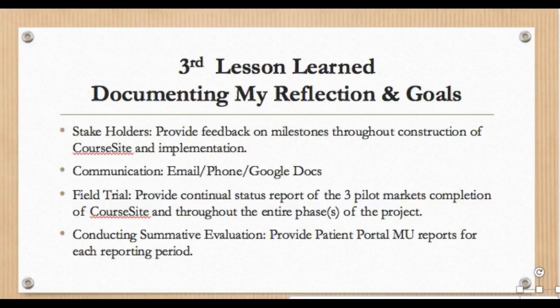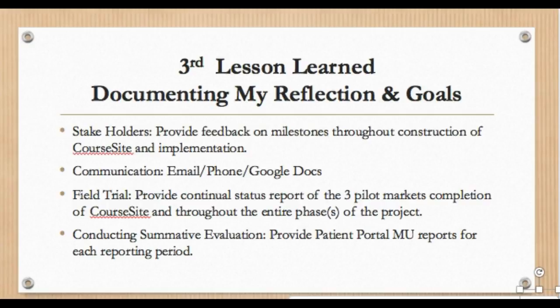Lesson 3, documenting my reflection and goals. Stakeholders. They provide feedback on milestones throughout construction of the course site and implementation. So, stakeholders are important, continue to provide feedback to them. That was something that was important, I think, that some of us sometimes forget and don't realize.